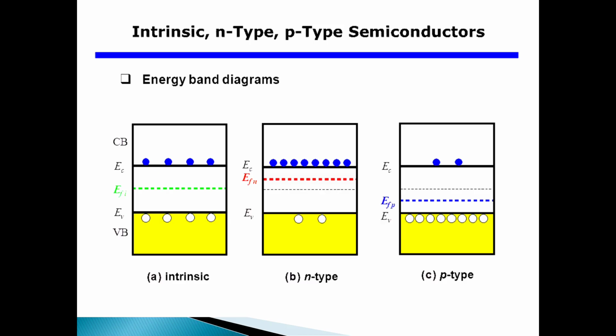While in case of P-type, the probability of finding a hole is more than that of the electron. So the Fermi level moves towards the valence band because the holes exist in the valence band. So the Fermi level moves towards the valence band in case of P-type semiconductor.